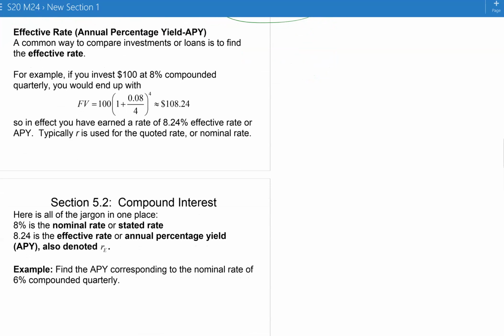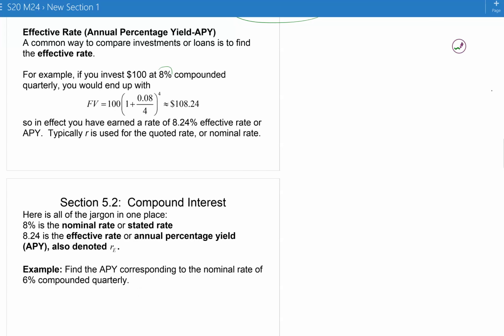Okay, then this is a really helpful idea, this effective rate. So this is a way to compare different kinds of investments or different kinds of loans to come up with an effective rate so that you're comparing them on the same basis. So I like to think of it as investing $100 and see how much you'd end up with, because it makes it really easy to see what the percentage is. So if you put $100 into an account and it had a rate of 8% compounded quarterly, after 1 year, you'd have 108.